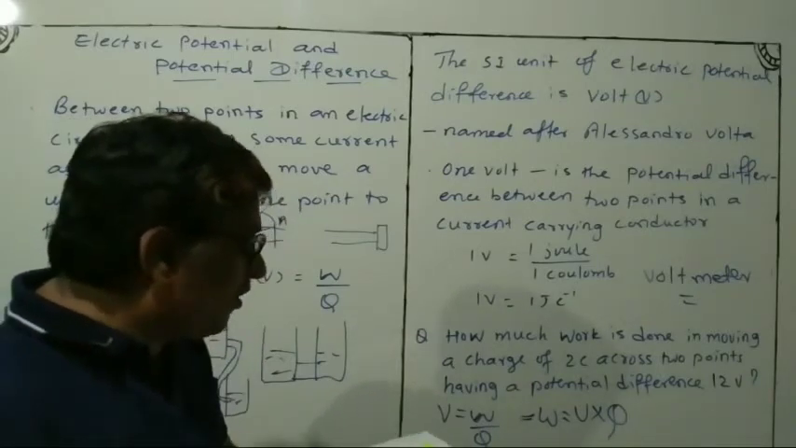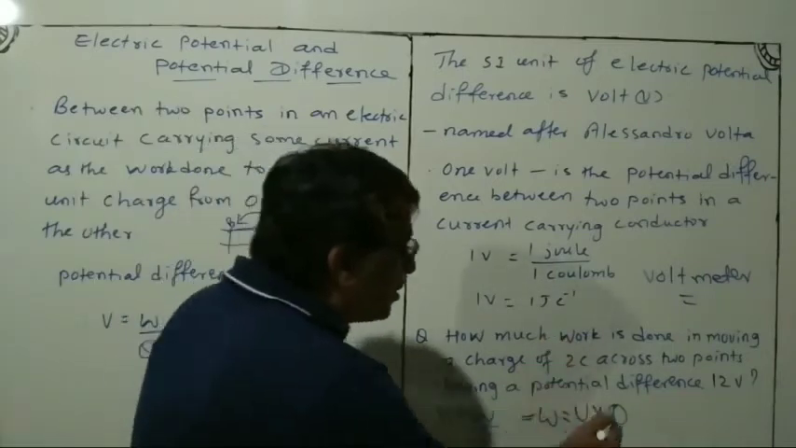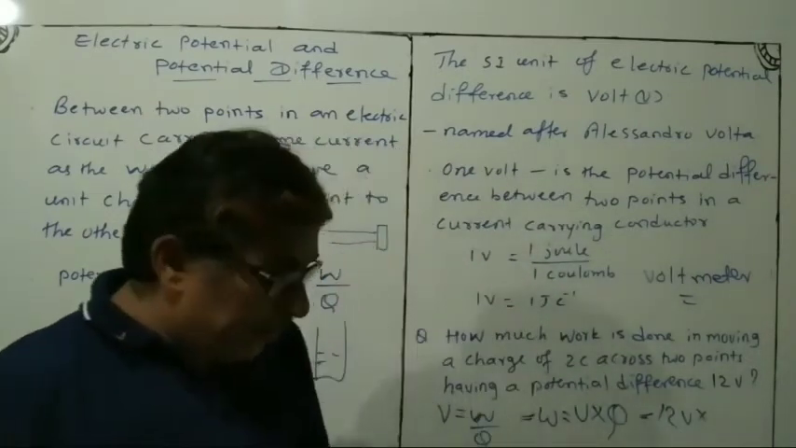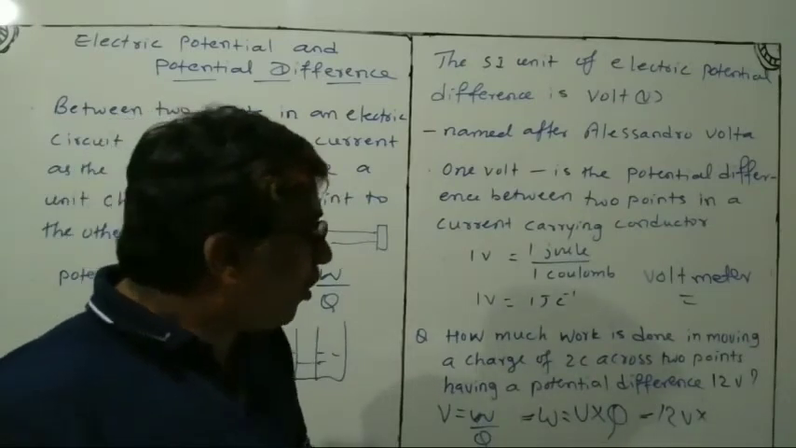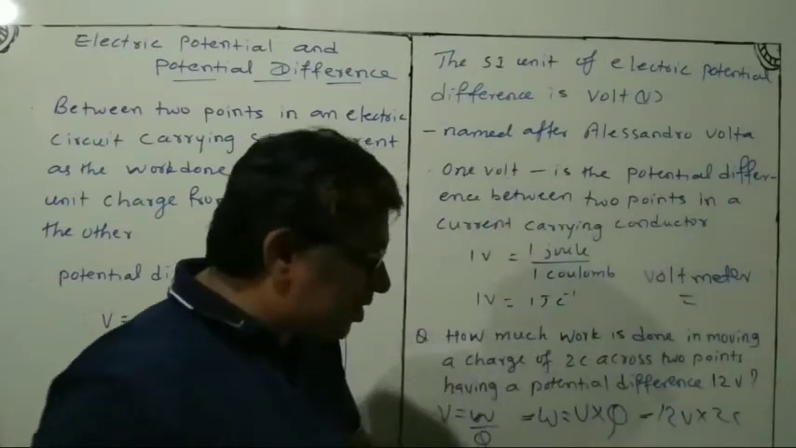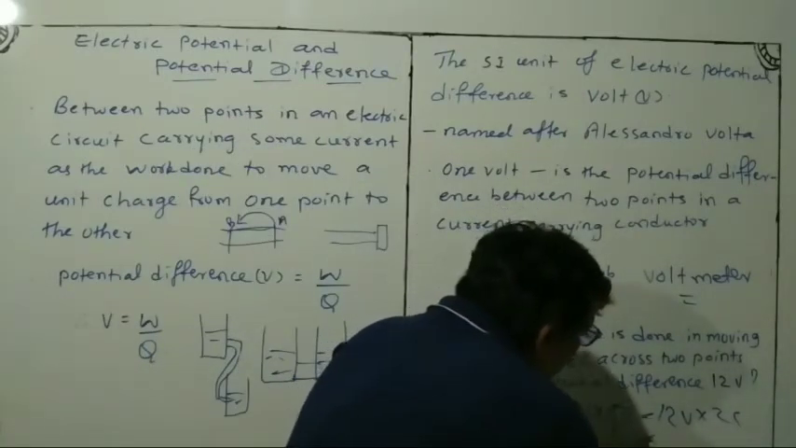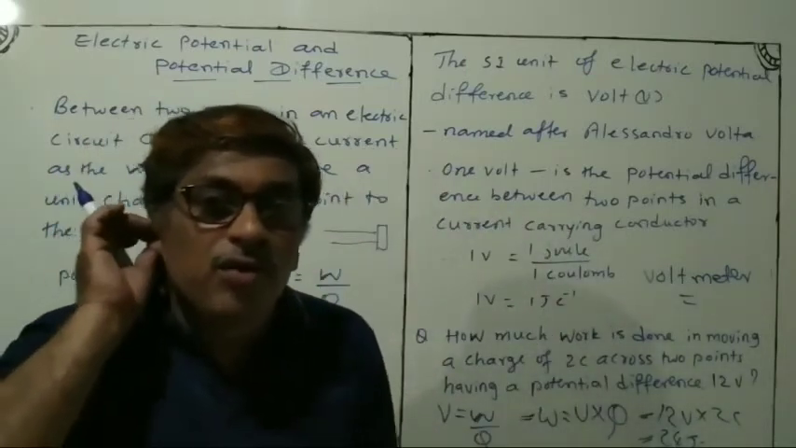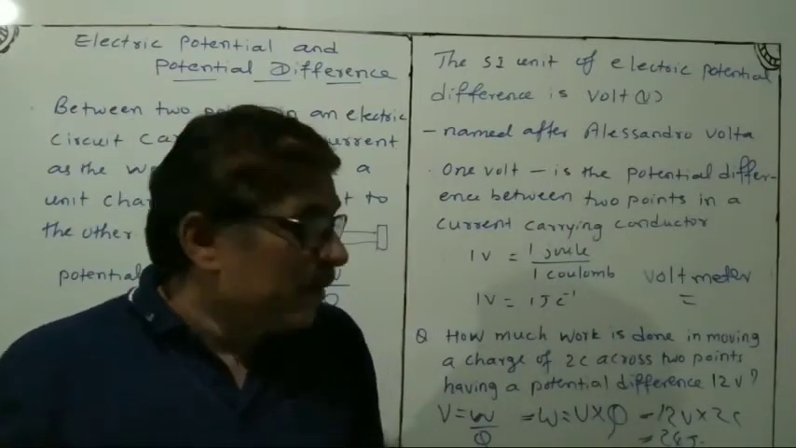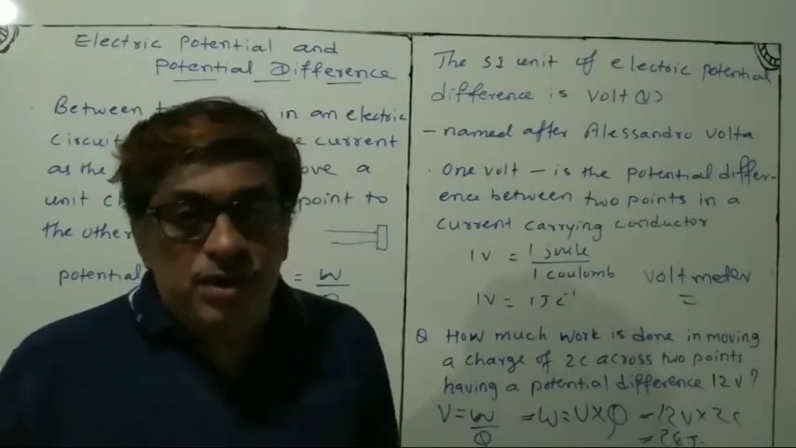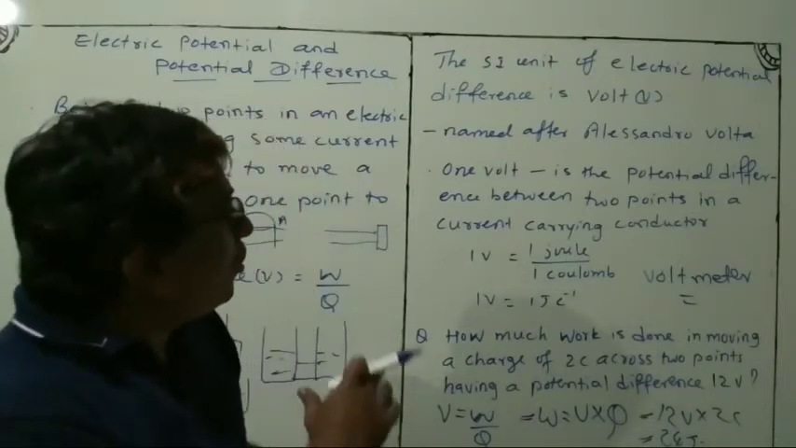V is given as 12 volt, multiplied by Q, which is 2 coulombs. So the work done is 24 joule. The unit of work is joule. Okay, students, so 24 joule is the answer.